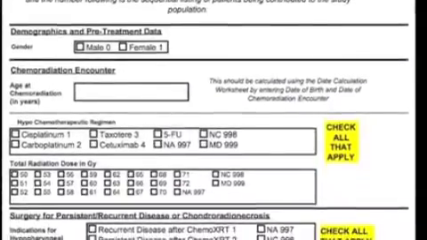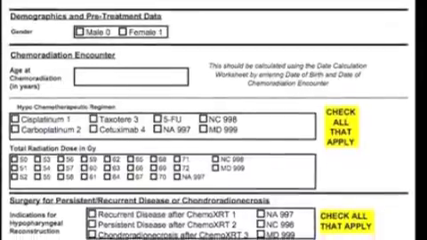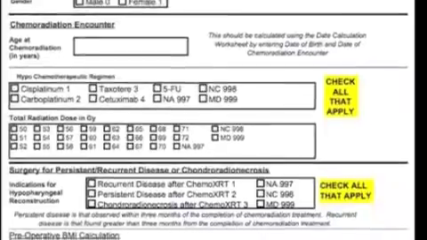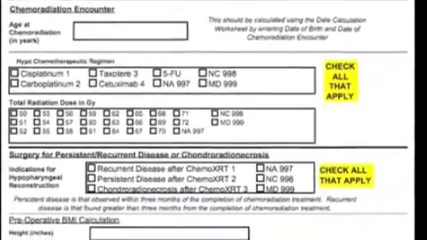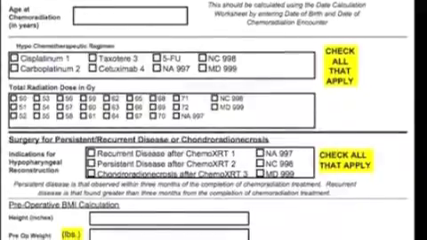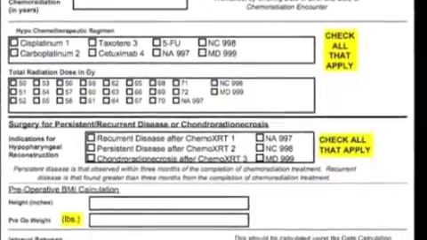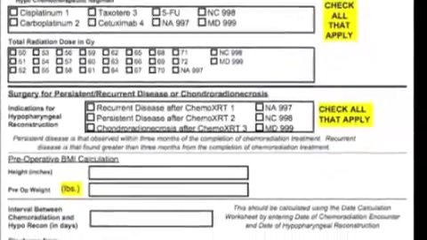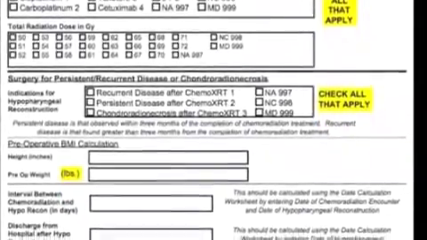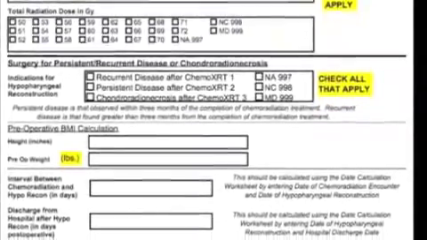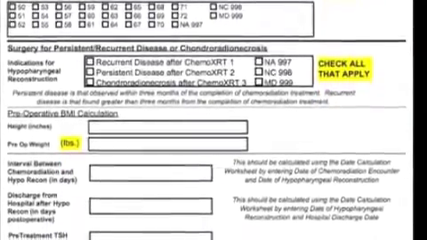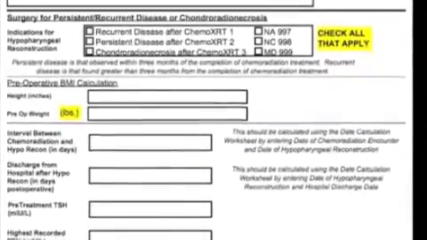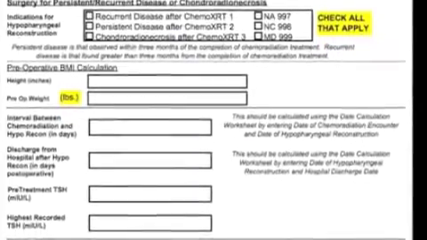Returning to page 2 of the datasheet, please collect the details of each patient's concurrent chemoradiation regimen. In addition, please collect the indications for surgical intervention after concurrent chemoradiation. Each patient's preoperative height and weight should also be recorded. The preoperative weight should be as close to the date of surgery as possible and ideally within a couple weeks of surgery. There are 2 intervals to be collected using the date calculation worksheet and the pretreatment TSH and highest recorded TSH. Again, the pretreatment TSH should be as close to the date of surgery as possible and ideally within approximately 1 month of surgery.